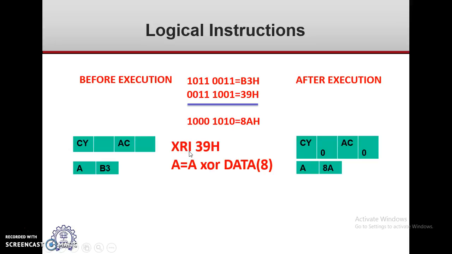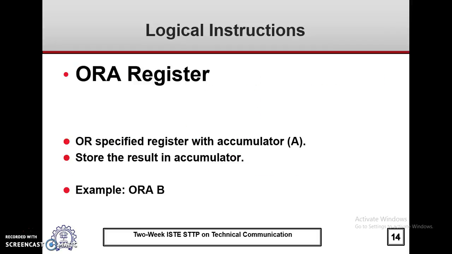Example XRI 39. 39 is data which is XORed with the data of accumulator and result is available in the accumulator, and you can see here this is the result which is now available at accumulator. This is the status after execution of the instruction.